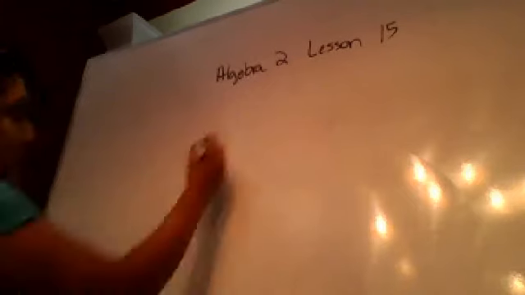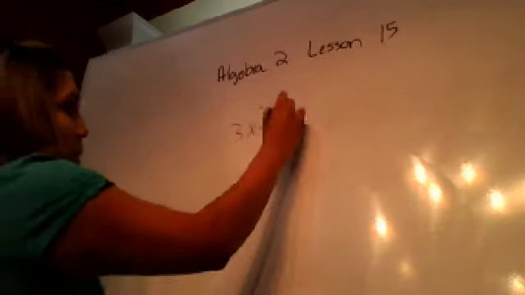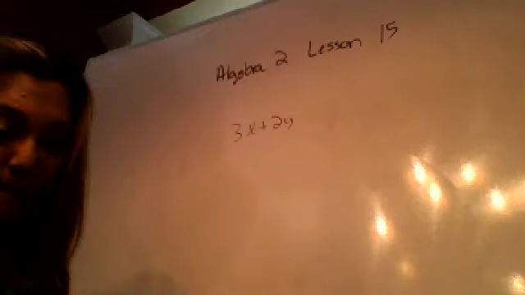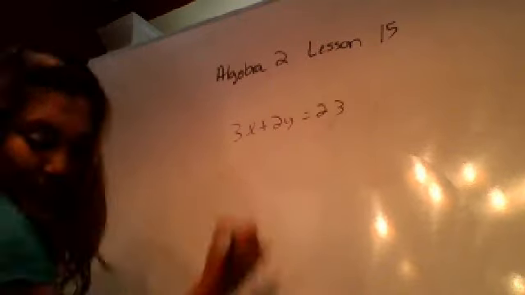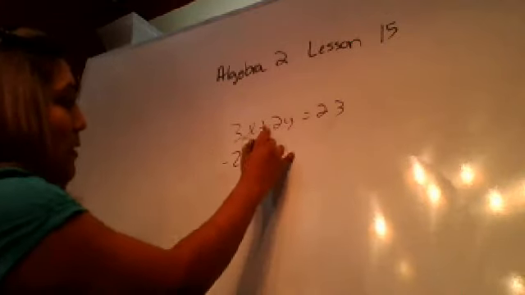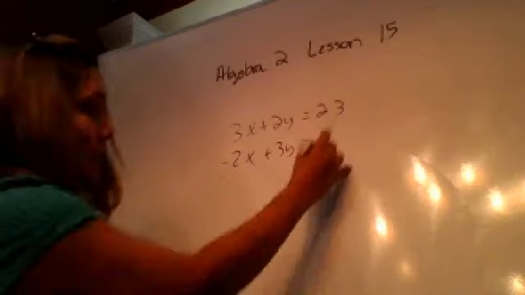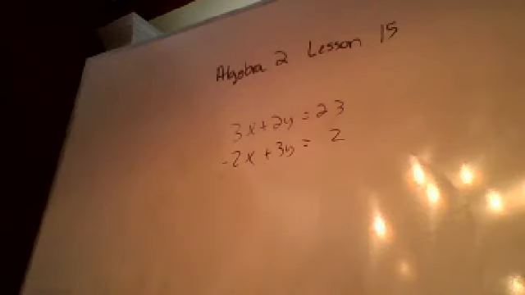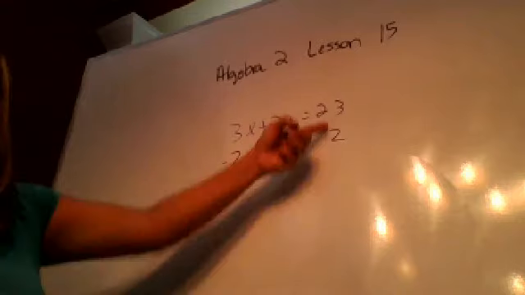So let's look at this. 3x plus 2y equals 23, and negative 2x plus 3y equals 2. Okay, we have no terms that are opposite, do we?